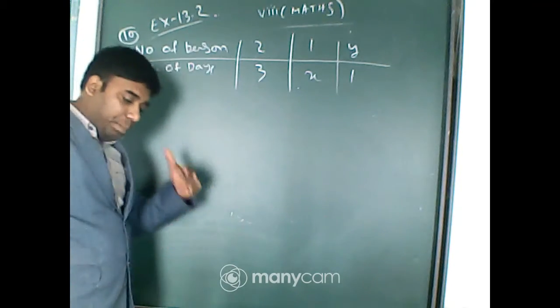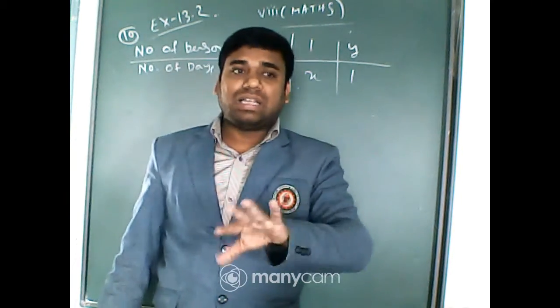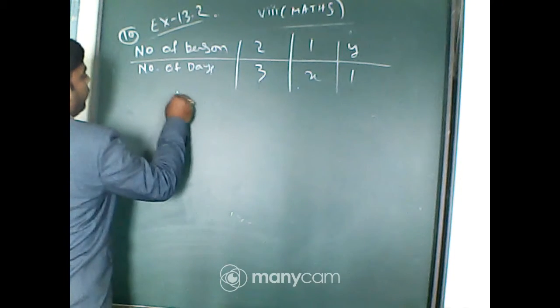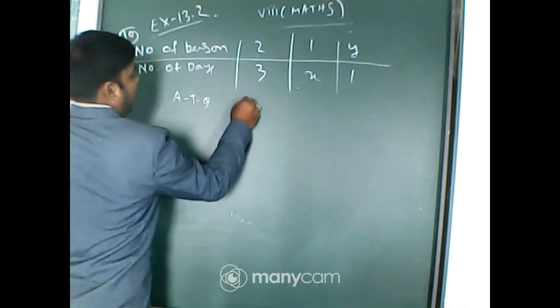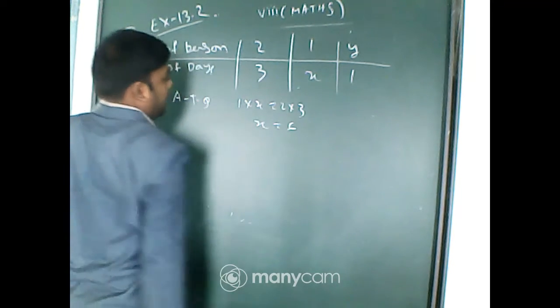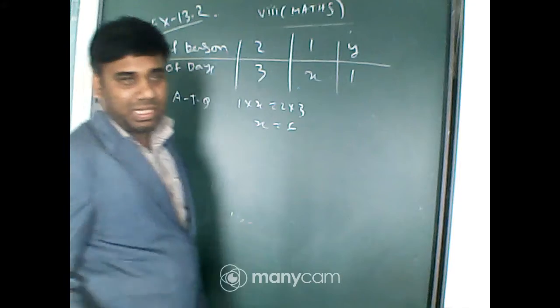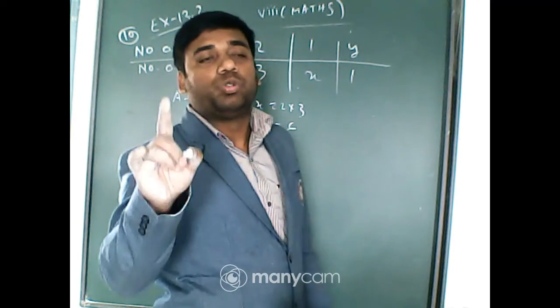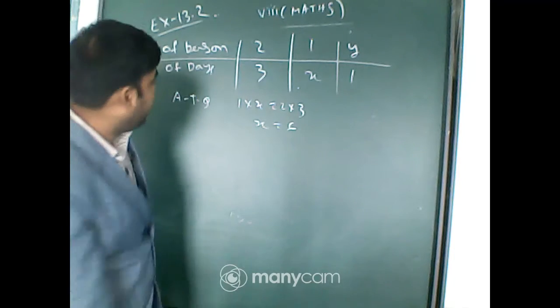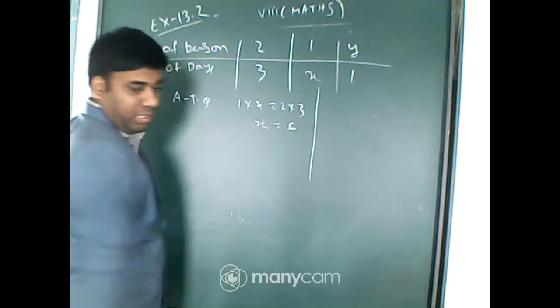First of all, the number of persons and number of days are in inverse proportion. So according to the question, 1 into x equal to 2 into 3. So 6 days will be needed. One person will take 6 days to set the window. Is it clear to everyone?